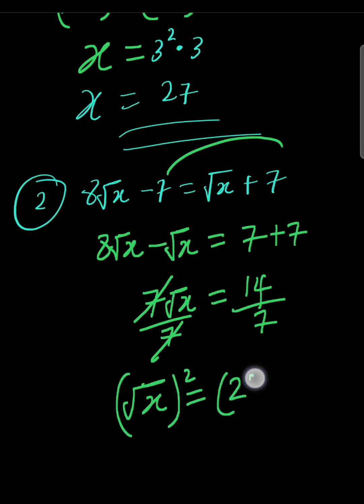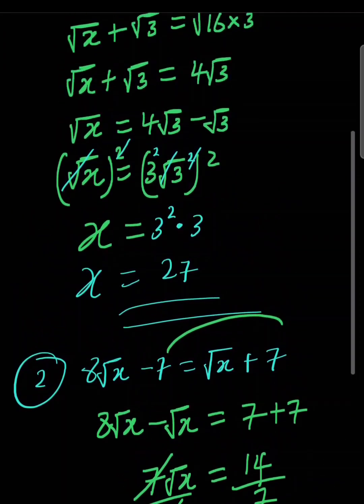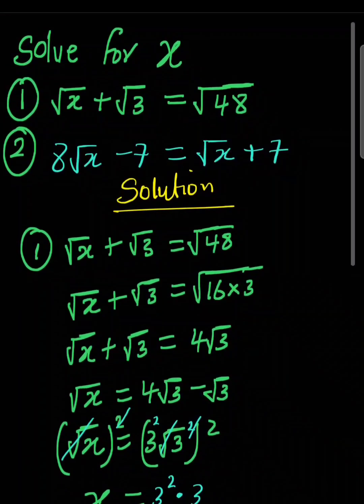Then we square both sides again in order to eliminate the square root. So it will remain only x in the left hand side, which should be equal to 2 raised to the power of 2, which is going to give us 4, because we square both sides. So the value of x now is going to be 4. So this is how to solve for the value of x from these two equations.